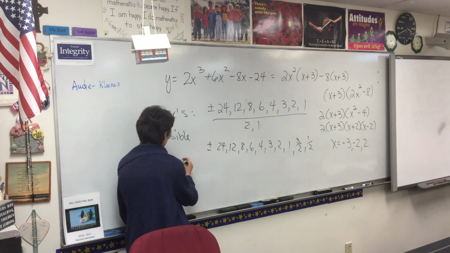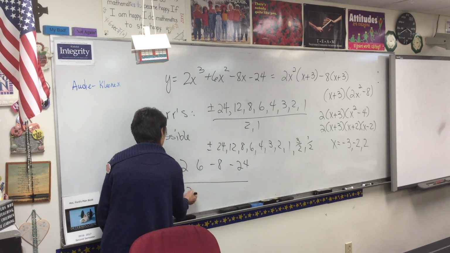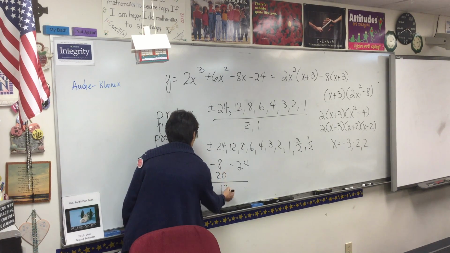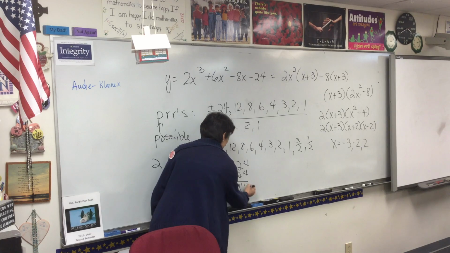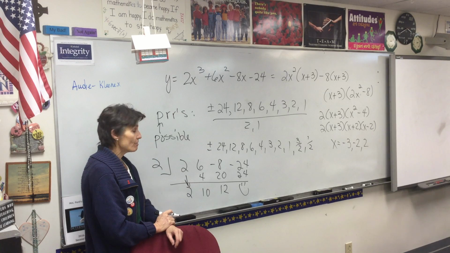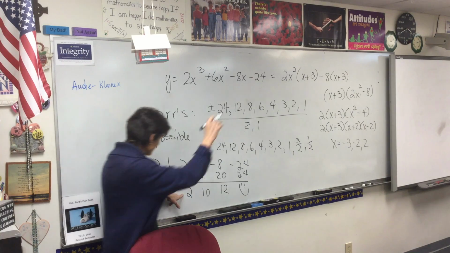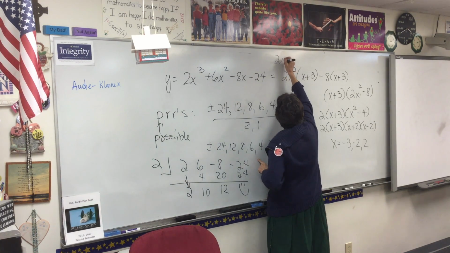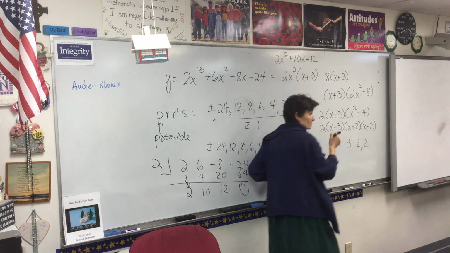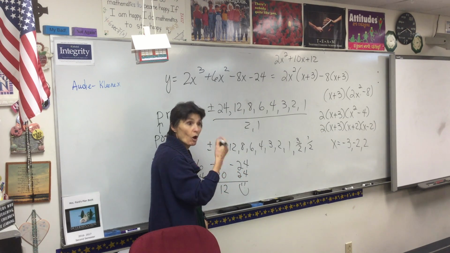So you put 2 out here and then do your division. And if you have guessed right, you know what's going to happen, right? What's going to happen is right here, you get a 0. Then you have to take what's left, which is 2x squared plus 10x plus 12. And you have to factor that, or solve that.